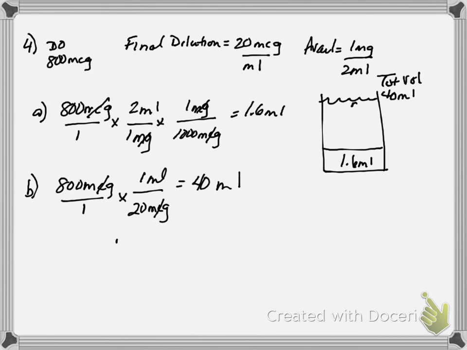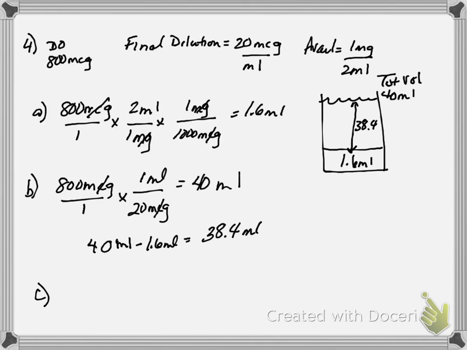Then I need to calculate how much of diluent I will need to add to make that 40 mLs. So I take the 40 mLs minus the 1.6 mLs, and that gives me 38.4 mLs. So I would need to add 38.4 mLs of diluent.